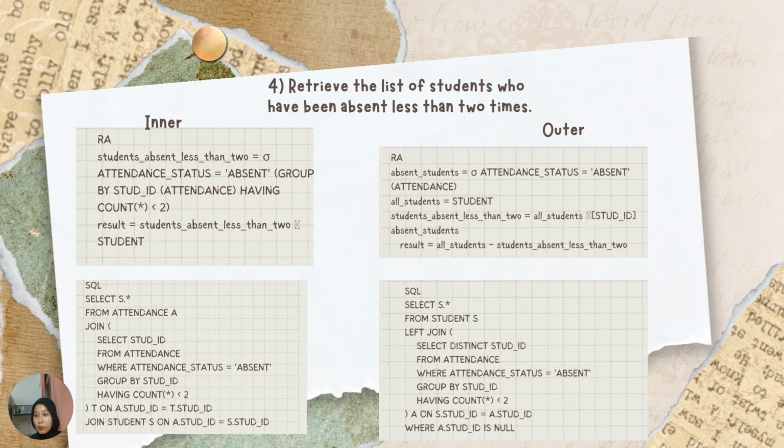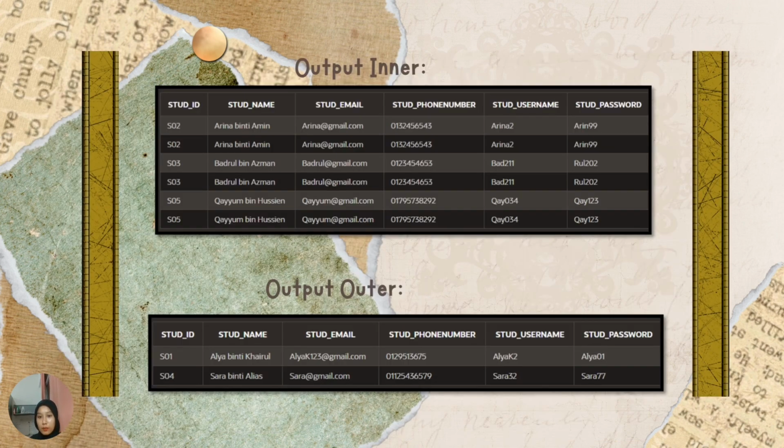For outer join, it will retrieve all the columns from the student table for the students who do not have any attendance record marked as absent or have fewer than 2 absences. So the left join is used to match the students with the attendance records, and the where clause filters out the rows where there is no match. Alright, this one is the output for inner join. This one is the output of outer join. It is a different output we get at the inner and a different output at the outer.